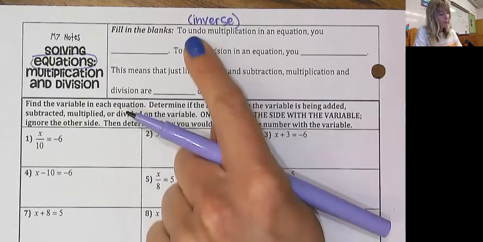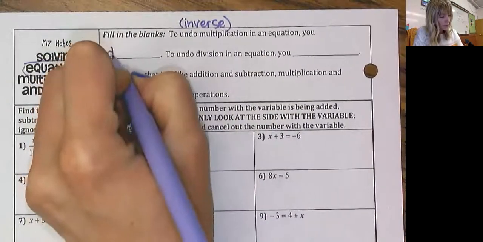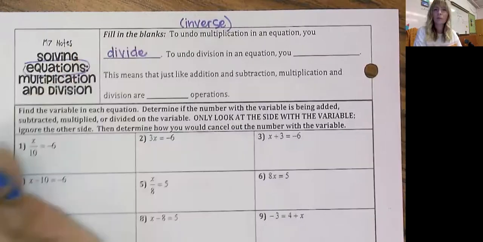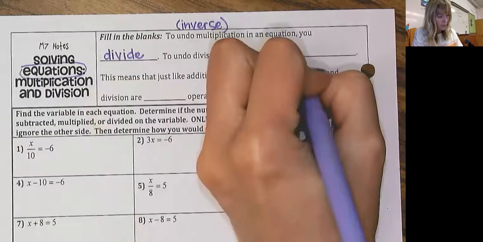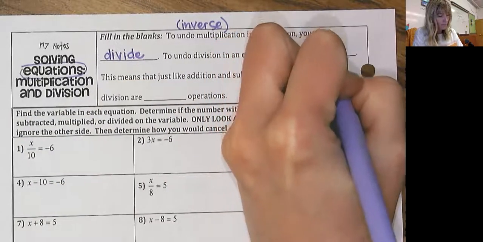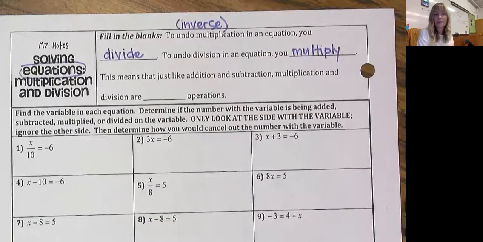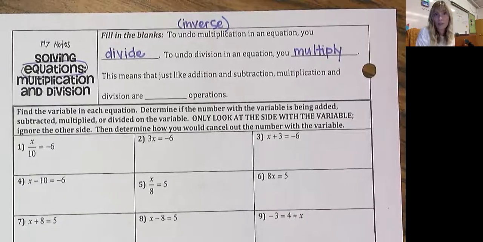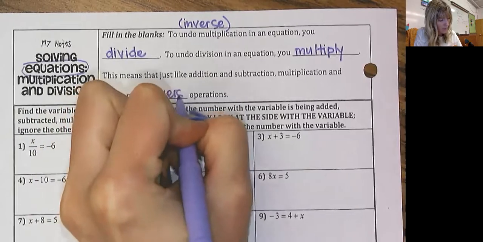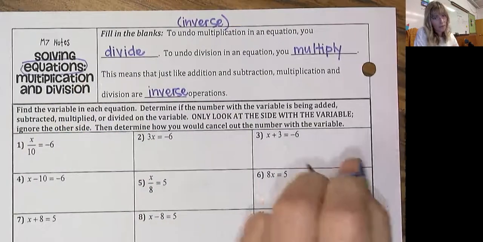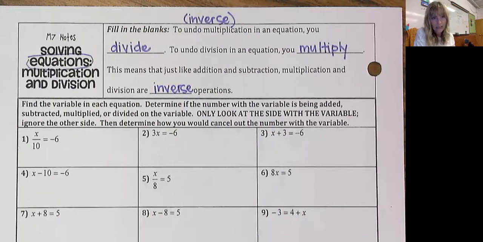I've said it in class before, but to undo multiplication in an equation, you, of course, divide, because multiplying and dividing are inverse operations. To undo division in an equation, you multiply. To undo multiplication, you divide. To undo division, you multiply. This means that just like addition and subtraction, multiplication and division are, oh look, I wrote it up there, and I'm going to write it again right here. Inverse operations. Okay, now what that means is that they are going to help us isolate the variable.